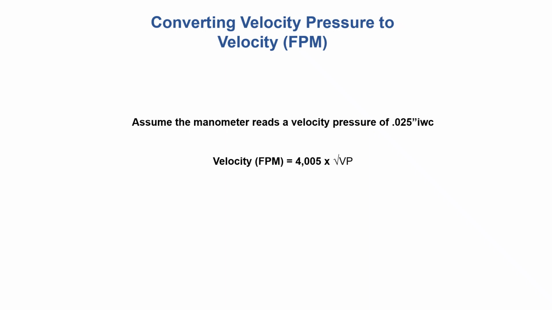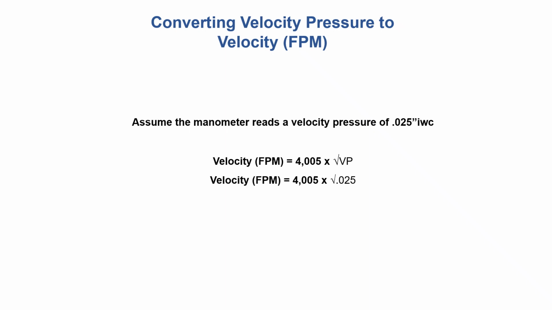We are now able to convert velocity pressure to velocity in feet per minute, which is the speed of the air. For this example, assume the manometer reads a velocity pressure of 0.025 inches of water column. The formula for converting is: velocity in feet per minute is equal to 4,005 times the square root of the velocity pressure. A square root is a number multiplied by the same number.